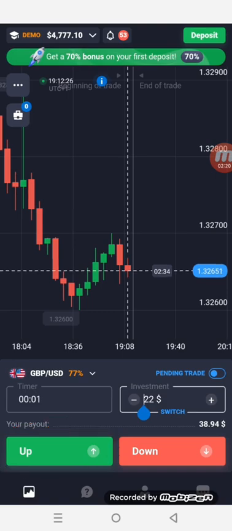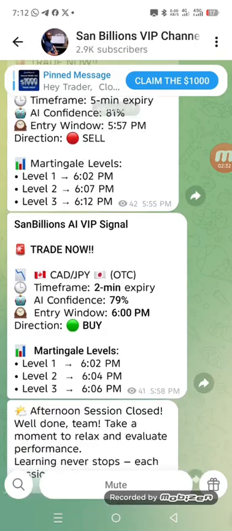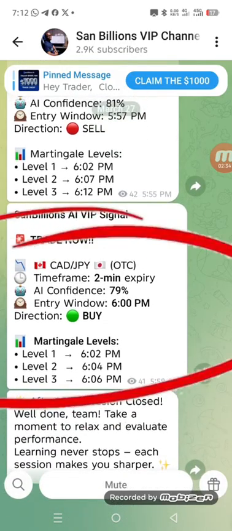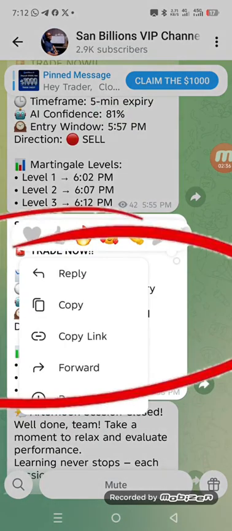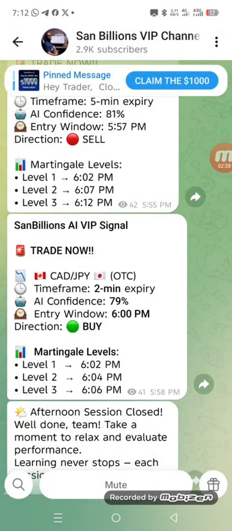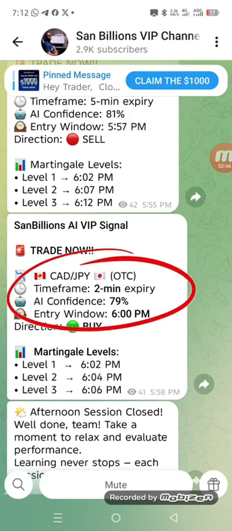I'm going to show you how to copy signals so that it'll be easier for you to know how to copy and paste. Now, if you can see here, this is a signal that dropped. You might look at what the signal said. The currency pair is Canadian versus Japanese currency, OTC. Take note of this OTC.